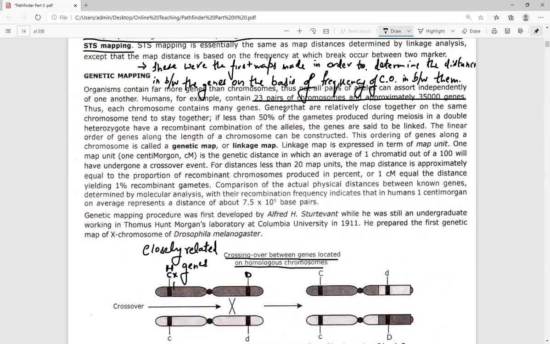So 23 pairs of chromosomes contain 35,000 genes. All the genes present on a single chromosome constitute a single linkage map. The linear order of genes along the length of a chromosome can be constructed. The ordering of genes along a chromosome is called the genetic map, also referred to as the linkage map.